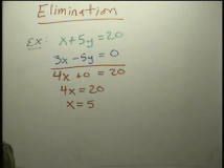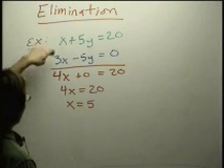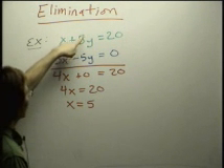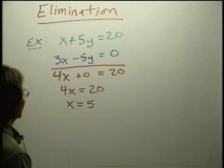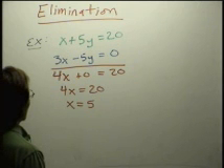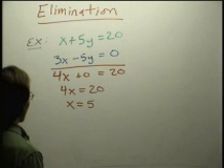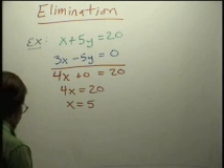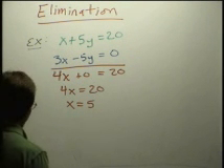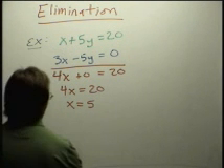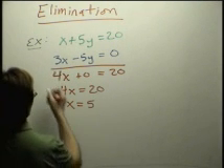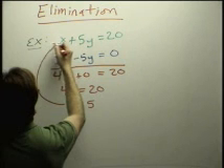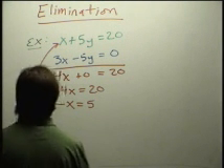So the idea behind the elimination method is we're going to add the equations together. And what that accomplishes is it eliminates one of the variables for us. Of course, we have to get the other variable's value. And we do that by substitution, just as in the substitution method. And so we're going to take this and substitute it into either one of these equations. I'm just going to pick the top one.